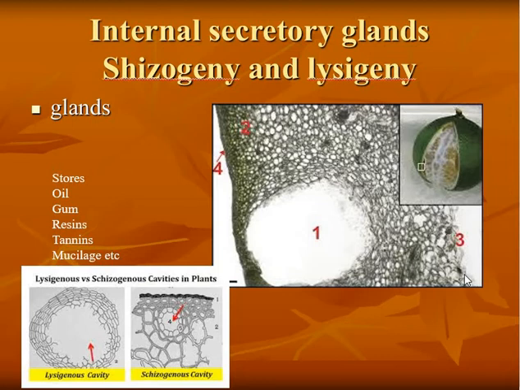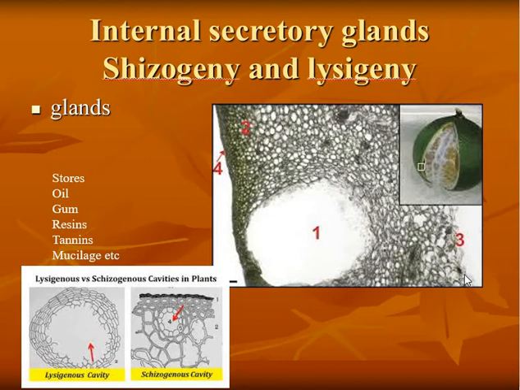In order to store these materials within the plant, they need some space or cavity. These spaces or cavities formed within a plant are called internal secretory glands. The formation of this kind of internal secretory areas happens by two processes: one is called lysogeny and the second one is called schizogeny. So internal secretory glands are internal spaces present within the plants for storing material.